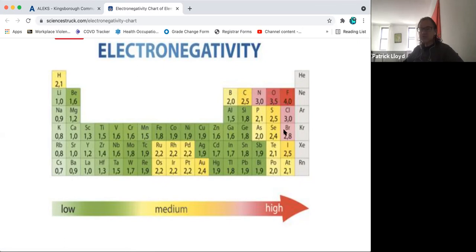This is called a family. It decreases within a family, decreases within a family, and increases as you move across from left to right. So the highest values are up here and the lowest values are over here. We are primarily just concerned with the first two columns, especially hydrogen, and then the non-metals and the metalloids. So these elements over here are the ones we're concerned with because we're talking about covalent bonding.